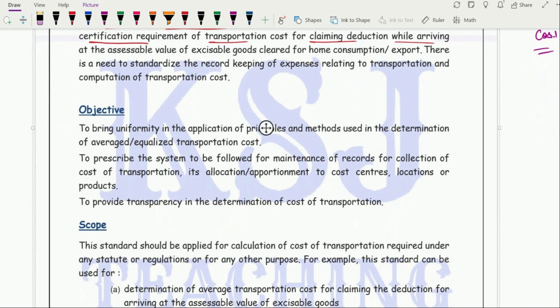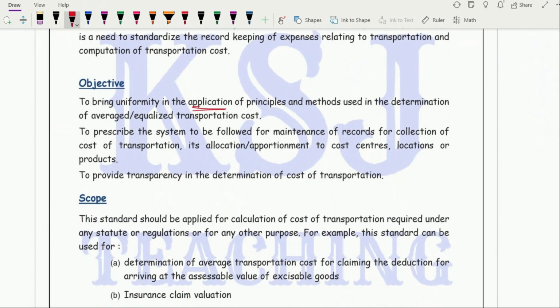So the objective is to bring uniformity in the application of principles and methods used in determination of the averaged or equalized transportation cost. Now, what is an average or equalized transportation cost? That is, on an average, what is the transportation cost incurred in a particular period? Let's say we are looking at a 6 months period. In those 6 months, what is on an average the transportation cost incurred, whether it is on the procurement of material or on the sale of material, right?